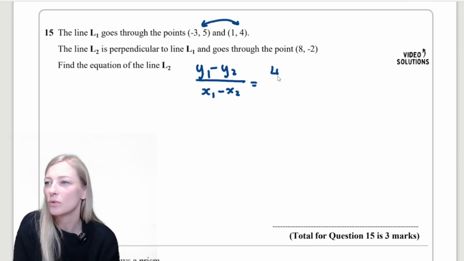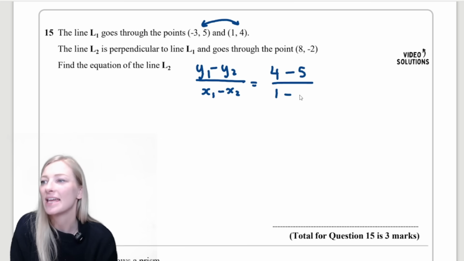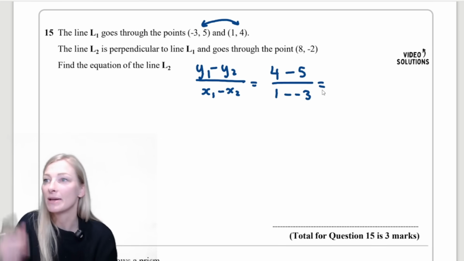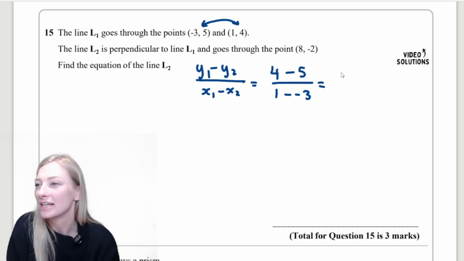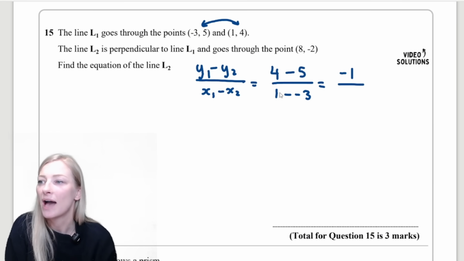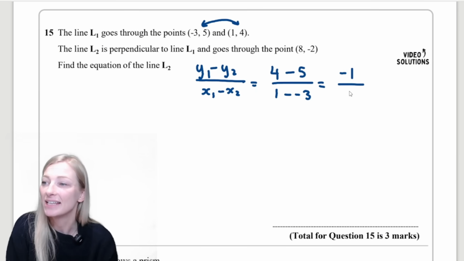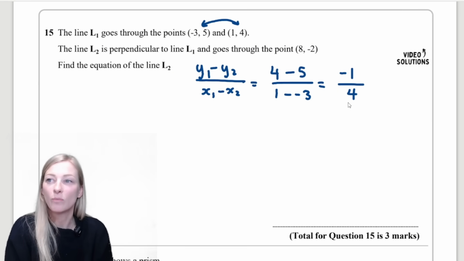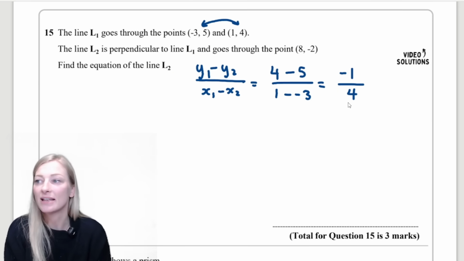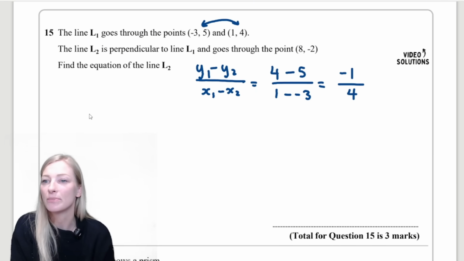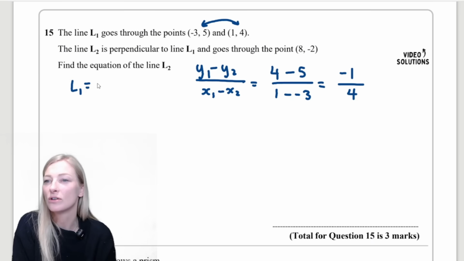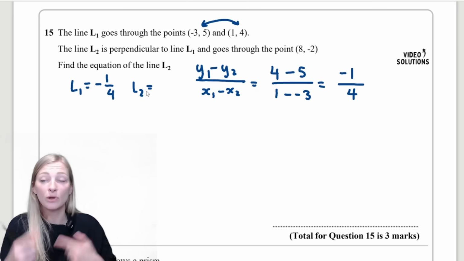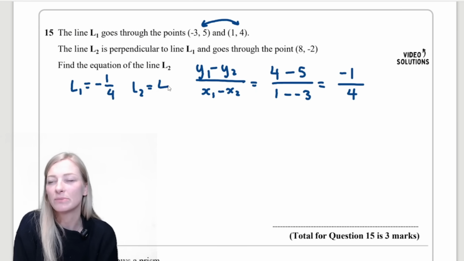So I'm going to do the y coordinate, take away the other y coordinate, over the x coordinate, take away the other x coordinate. And we need to make sure we go the same way each time. So that's -1 on the numerator, and 1 minus -3 is 4. We're adding that on. So -1/4 is the gradient of line 1. We want to go perpendicular to that. And to do that, we do the negative reciprocal. So if line 1 has a gradient of -1/4, then line 2, if we do the reciprocal of 1/4, we get 4, and it's going to be positive.